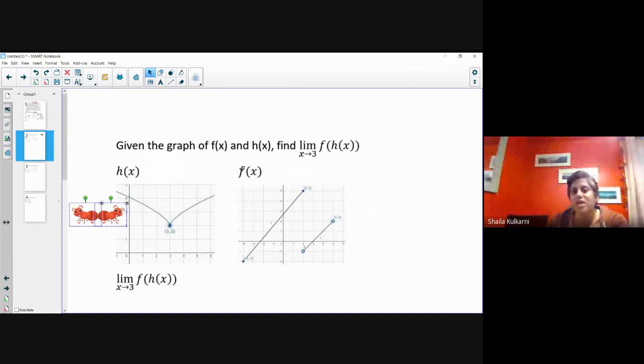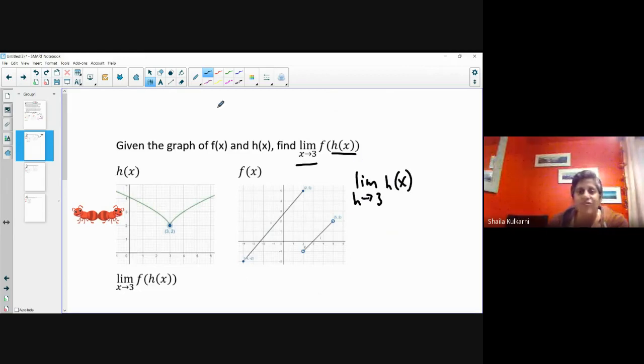I have the function f of x, h of x, and I want to find the limit as x approaches 3 of f of h of x. So the first thing I'm going to have to do is find this inside function. So we're going to take care of this guy first. So the limit as x approaches 3 of h of x. So h of x is on my function.